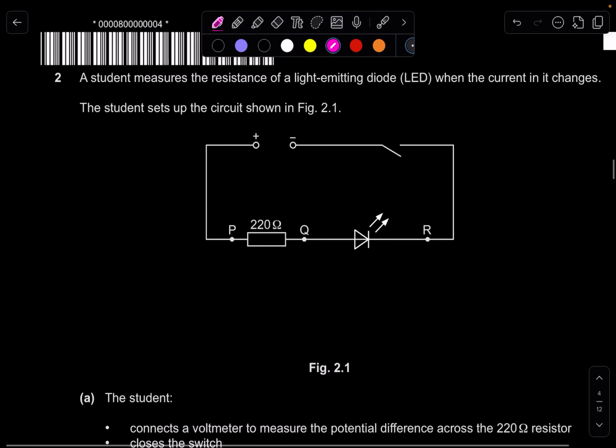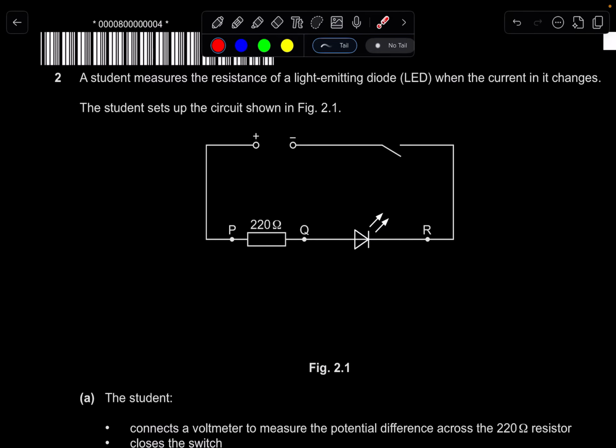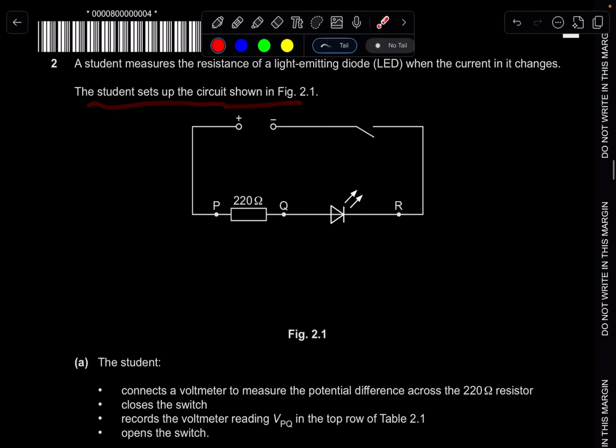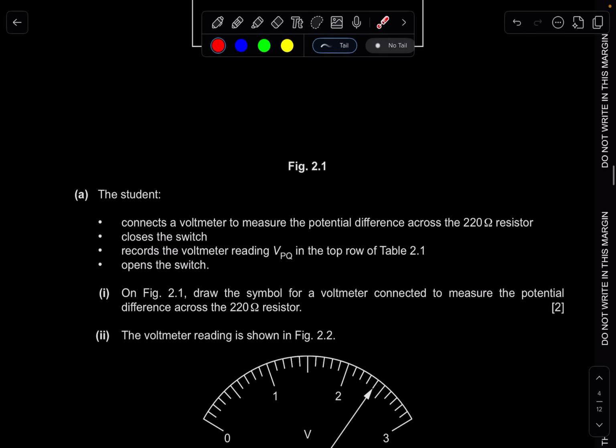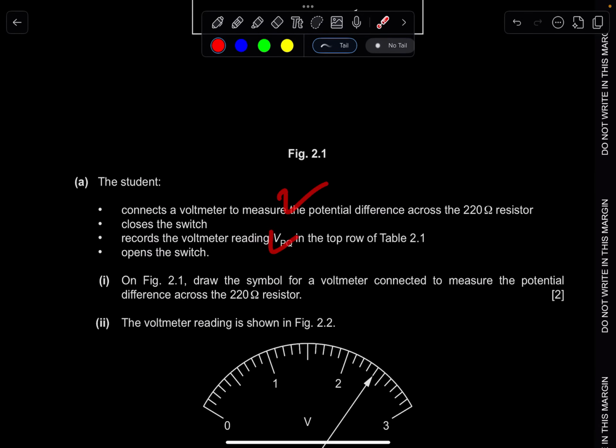In question 2, this is from the electricity part. A student measures the resistance of a light emitting diode when the current in it changes. The student sets up the circuit as shown in the diagram. Okay, there we have resistance 220 ohms, it's between P and Q. There is a LED that is between Q and R, and there is battery, power supply, and there is a switch. Okay, and there they are explaining the whole setup.